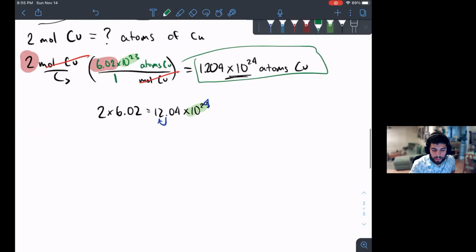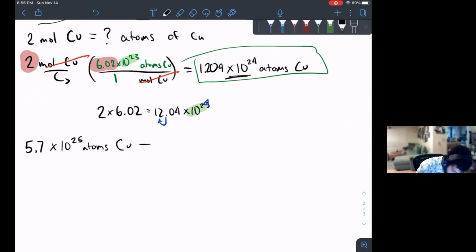All right, so the next one is the opposite. We're going to go backwards. So if I had 5.7 times 10 to the 25th atoms of copper, how many moles do I have? Well, I'm going to make this easier on me, so I'm going to call that 570 times 10 to the 23rd atoms Cu.